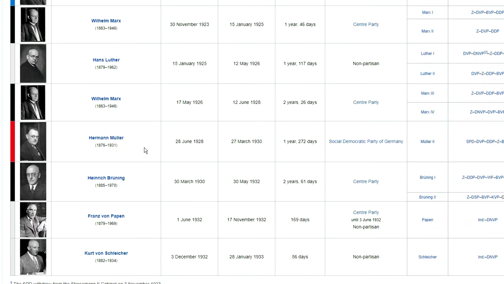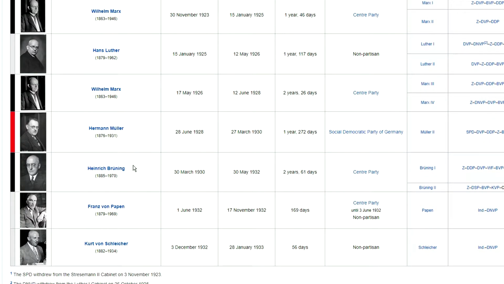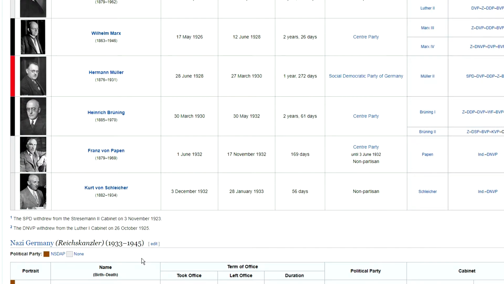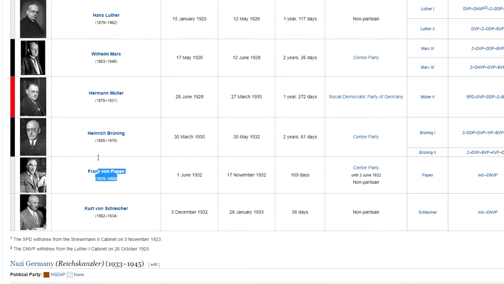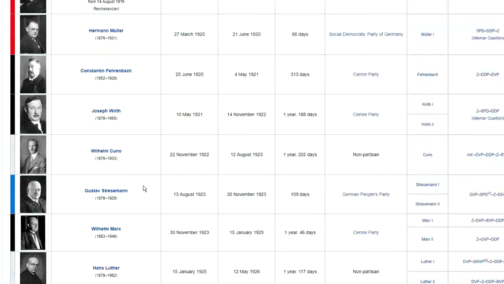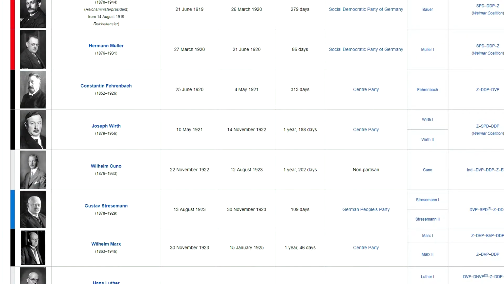And then we have a whole bunch of other chancellors. And then you'll see these guys, Heinrich Brüning, Franz von Papen, and Kurt von Schleicher pop up. Later on, Kurt von Schleicher is murdered in the Night of the Long Knives. Franz von Papen is responsible for one of the plans to appoint Hitler as chancellor, and we'll see that later. But I think it's good to get some context over the different chancellors and presidents.